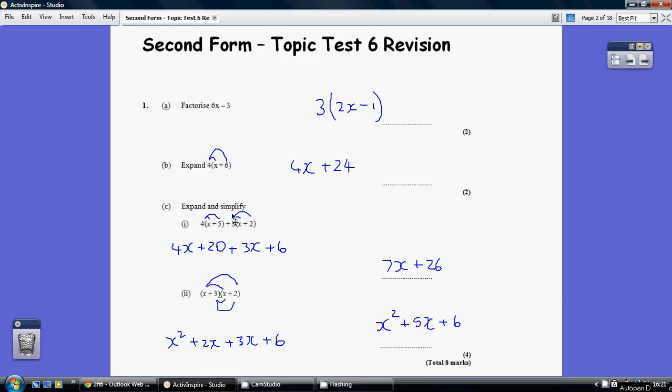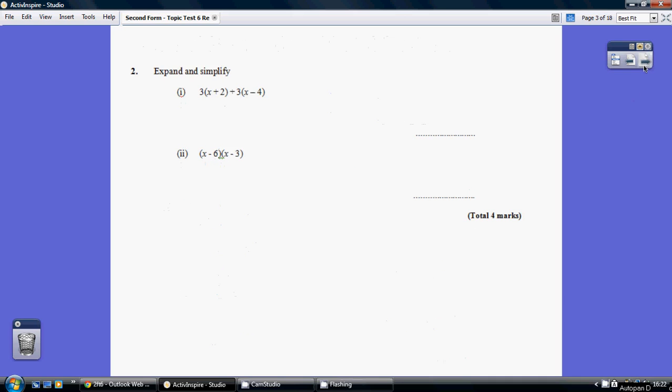And again we've got to simplify, so we gather up the like terms. The only similar terms here are these x's, so 2x plus 3x is 5x. So our final answer is x squared plus 5x plus 6. Question 2.